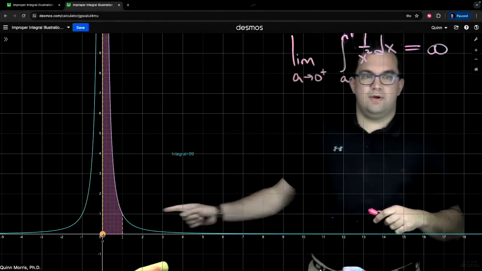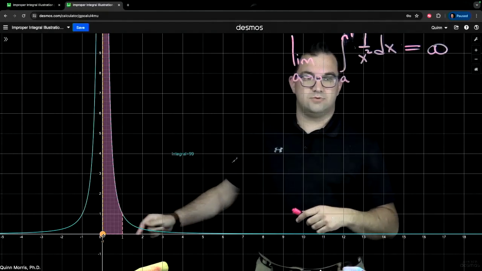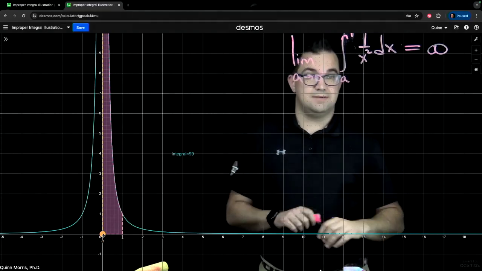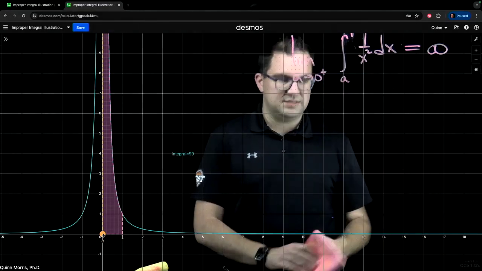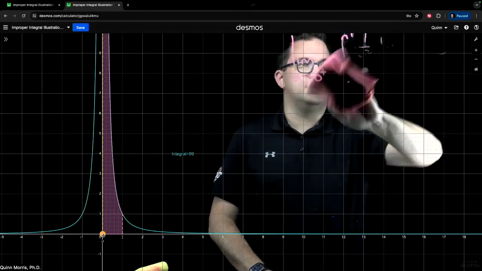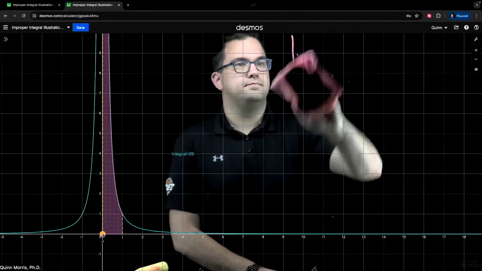Okay. So going in this direction, I actually seem to have infinite area, whereas when I was going in the other direction, I seem to have finite area of 1. All right. So let's see if we can formalize all of this and make sense of problems like this.